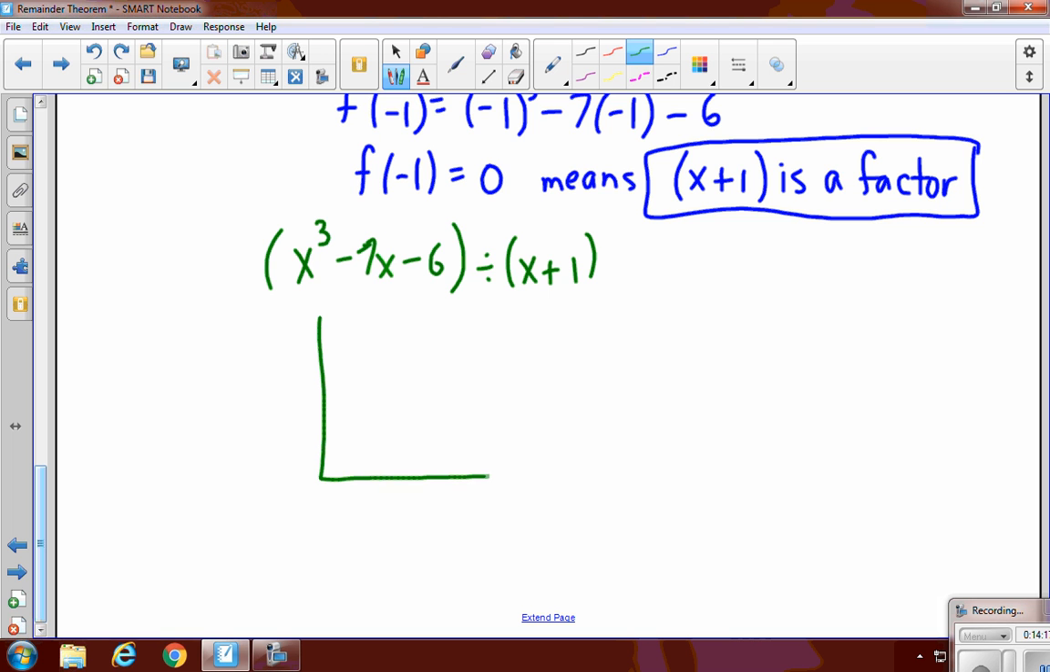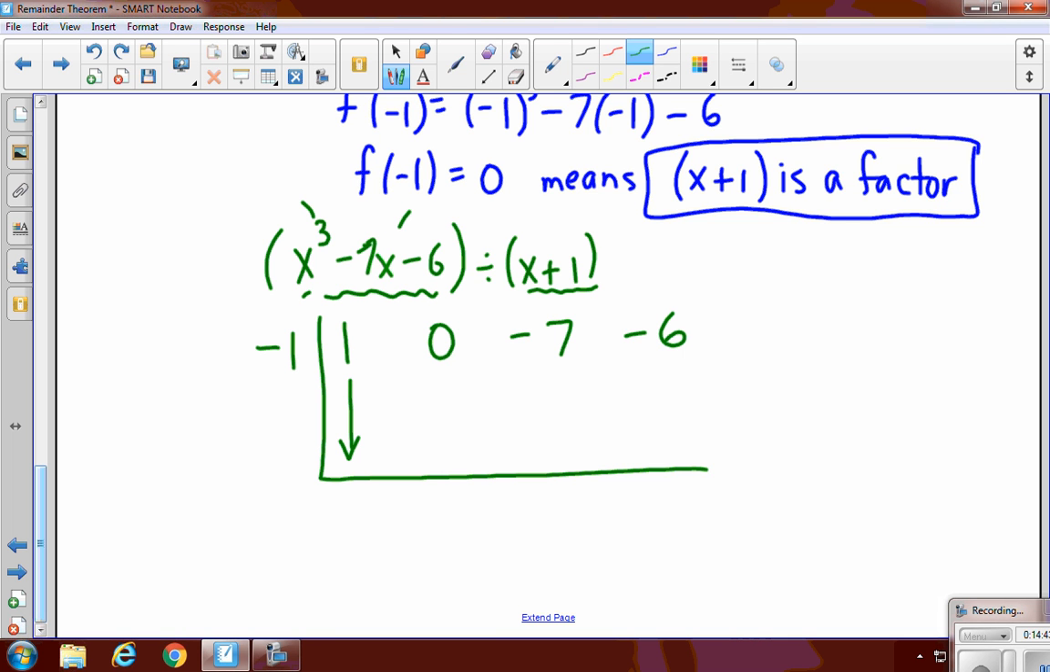So we put it here, we examine this and say, oh, is this in descending powers of x? Well, it goes from a cubic to just an x, so we got to add a 0x squared in there. So it's going to be a 1, 0x squared, a minus 7, and a minus 6. And we're going to take the root out front of negative 1, and again, that comes from this part. Always bring down the first term, start multiplying and adding.